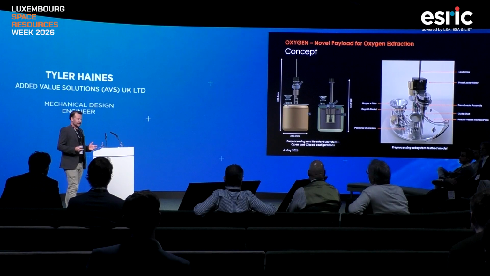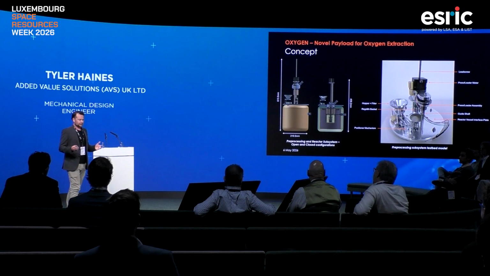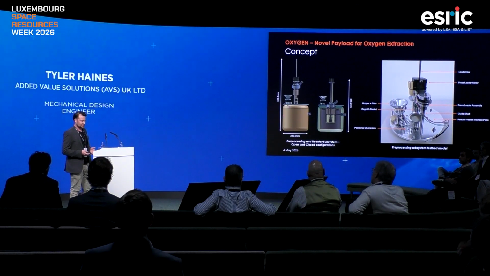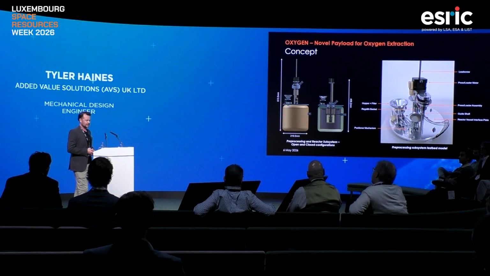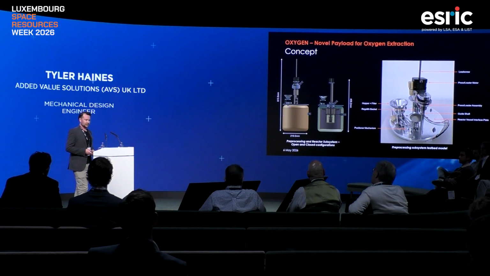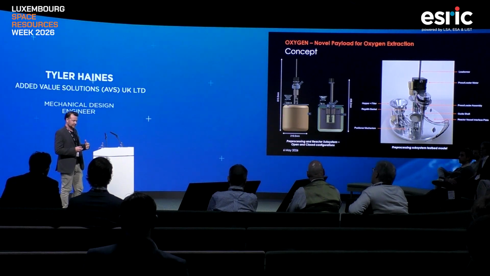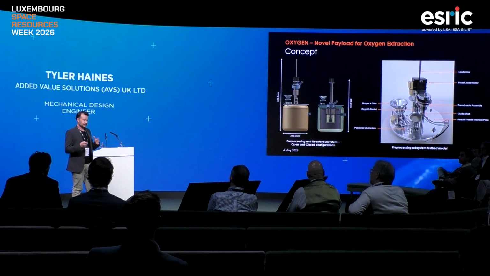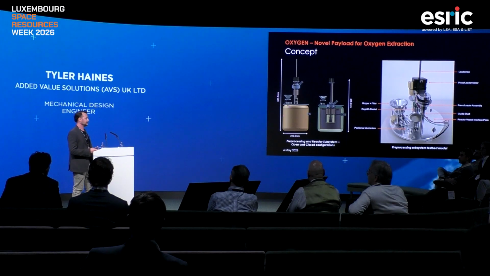So this is a high-level view of the integrated pre-processing system and reduction subsystem. What you see on the left-hand side is that integrated system in the open and closed configurations. And on the right-hand side, you can see that we've actually built some functional hardware. So the development of functional hardware was actually a key aspect for us in this project. Anyone can look at this current design and see that there's a significant amount of work involved in translating that design into something that is flight compatible.